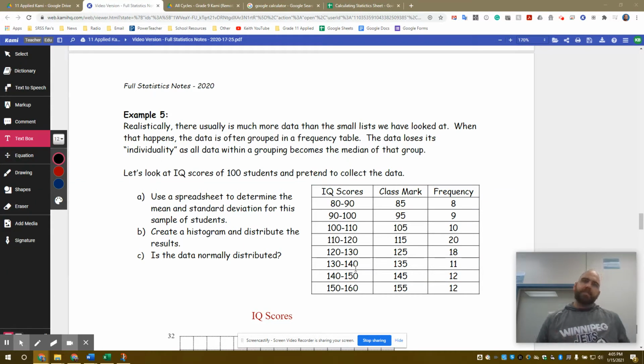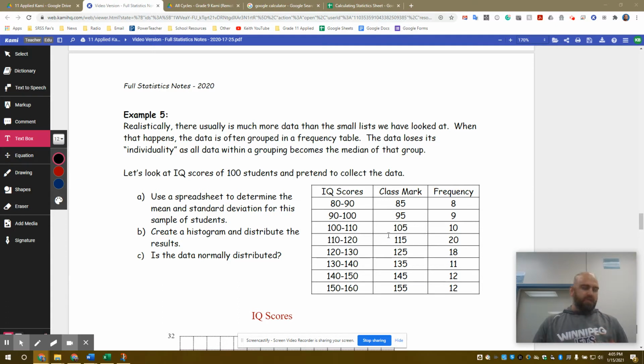Now, realistically, when we're looking at a set of data, we're not usually going to look at just 5 or 10 or 20 pieces of data. We're going to look at a large scale of data, and that's where these frequency tables are really helpful. Often we do group things into frequency tables because they tend to draw things in a little bit closer and make it a little easier to understand what our data looks like.